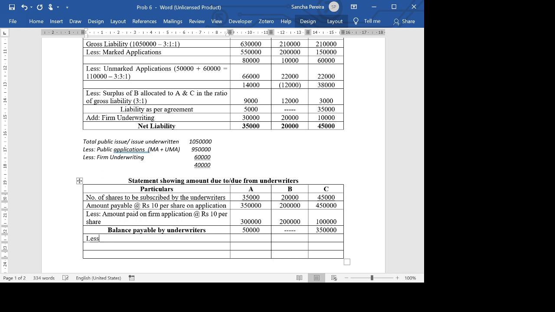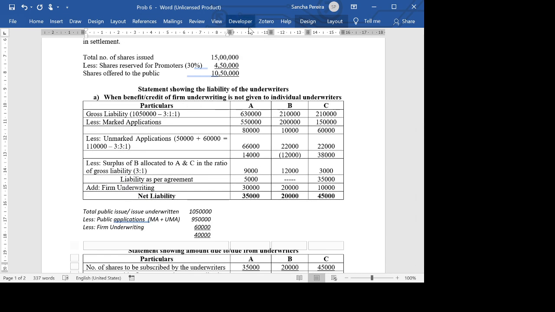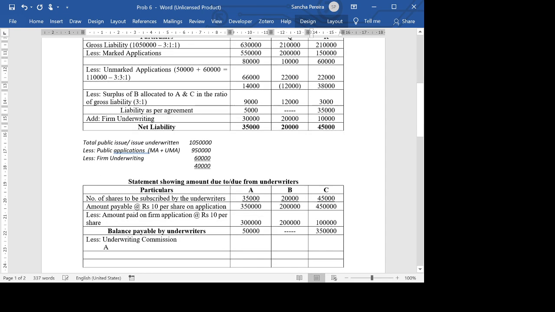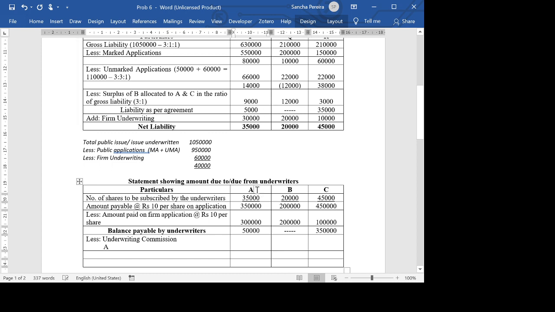So we say, less underwriting commission. We calculate the underwriting commission for each one. Okay, so here we can make a small note. A's commission is equal to, sorry, I think I got the underwriters wrong. It's not ABC, it is PQR. Just realize that it's not ABC, it is PQR.